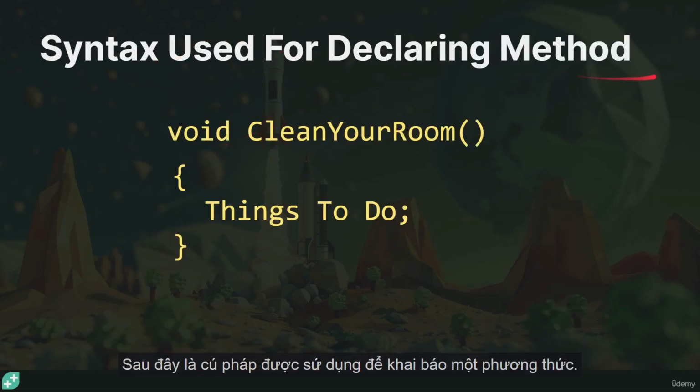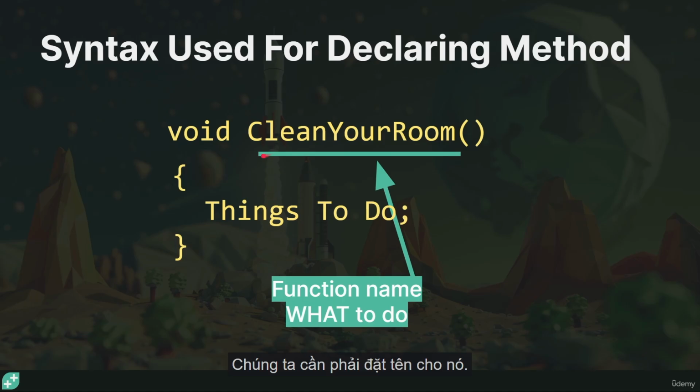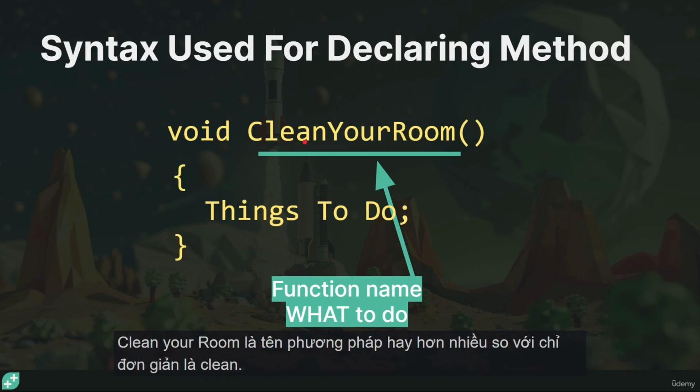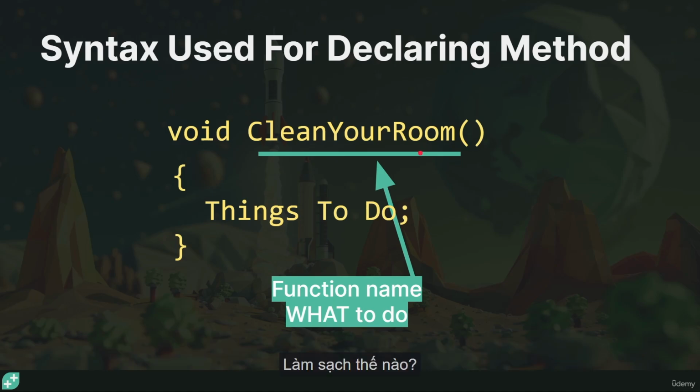So here's the syntax used for declaring a method. We need to give it a name, and the name, the convention, is uppercase for the start of each word we have, and we try to name it so it makes sense. Clean your room is a much better method name than just clean, for example. Clean what? Clean how? What does that mean?